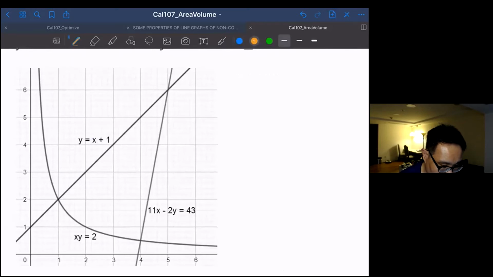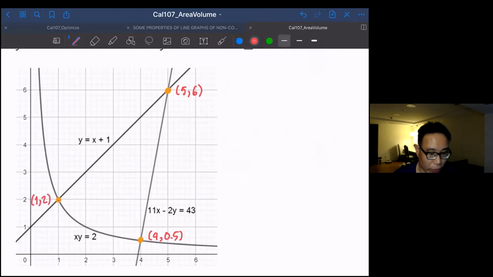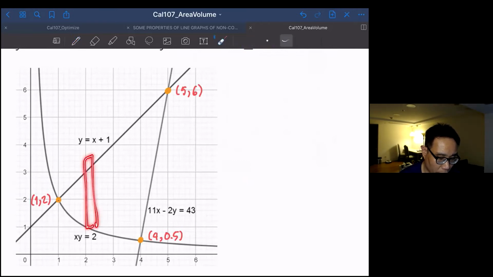So you see that this one will be your intersection point. This one is going to be 5 and 6. Okay, the second one is 4 and 0.5. Okay, and for this one it's going to be 1 and 2. So these are the 3 intersection points.